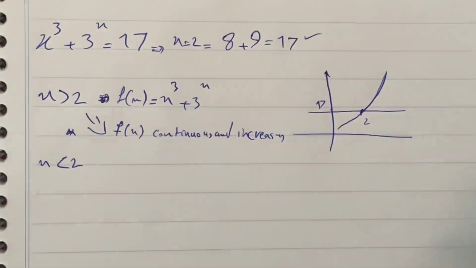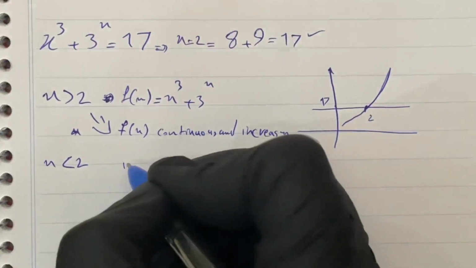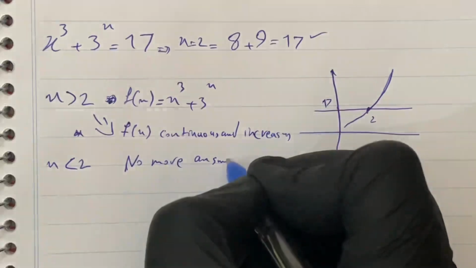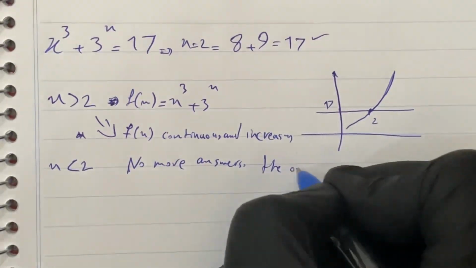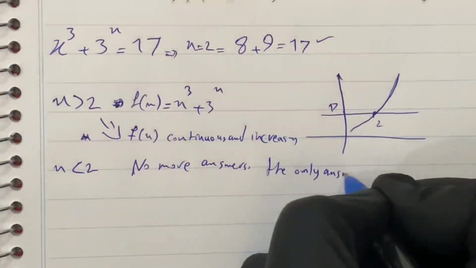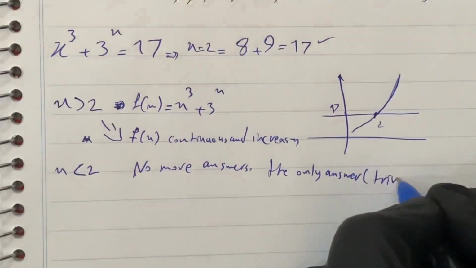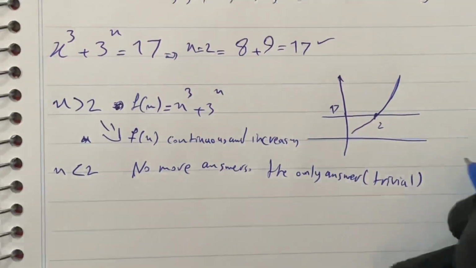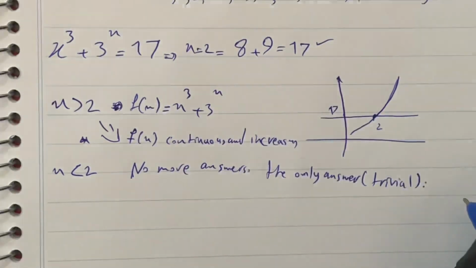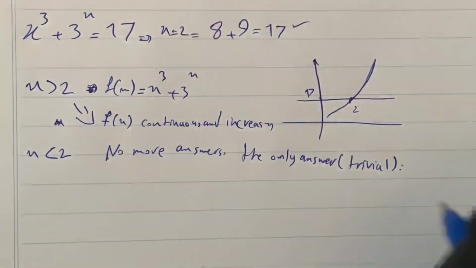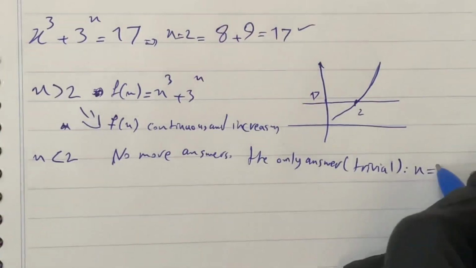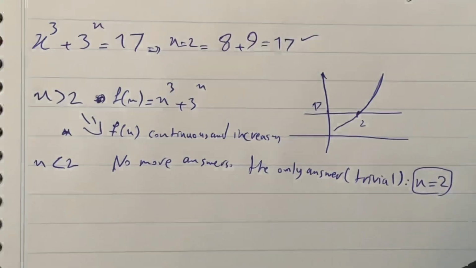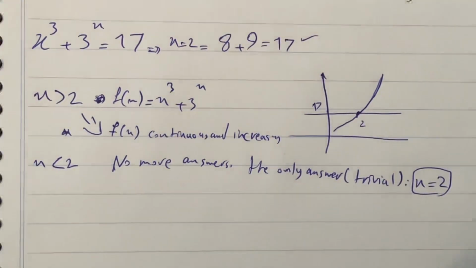And yeah, that was it. So no more answers. The only answer, by the way, was a trivial one, but you can also go ahead and solve it. There is always a way to solve problems. So the only trivial answer was x equals 2. So we proved that x bigger than 2 or lower than 2 aren't going to work.